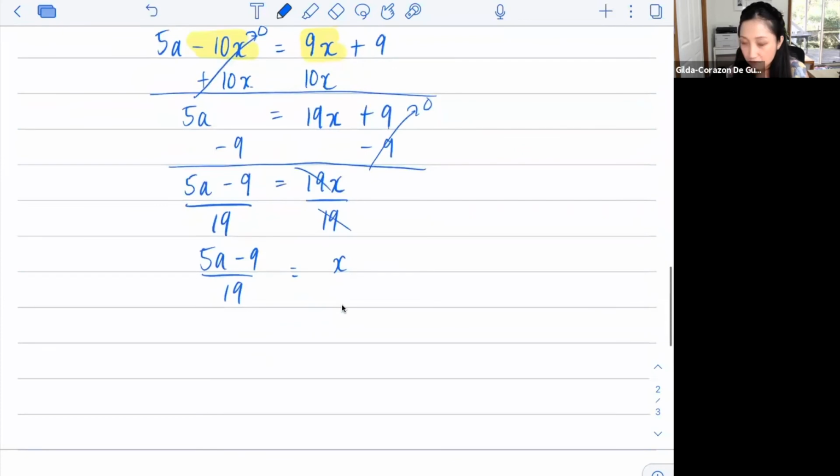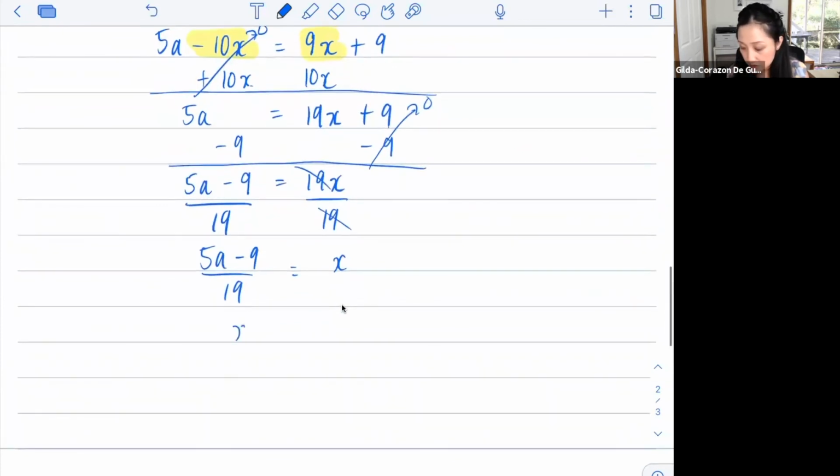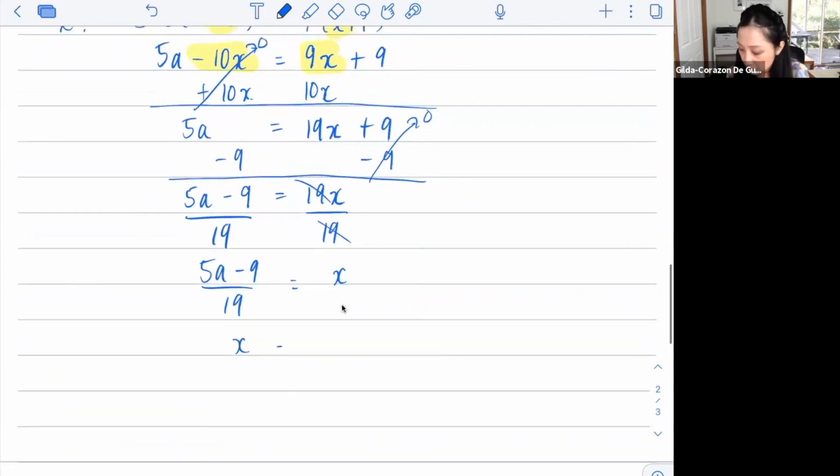When you have that equation there on the last, you might want to just swap them around so that your x would be on the left-hand side. So x is equal to 5a minus 9 over 19.